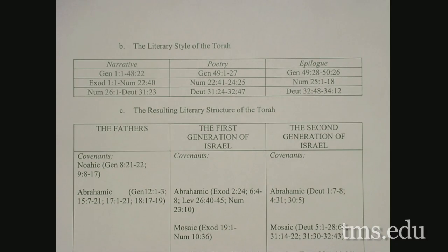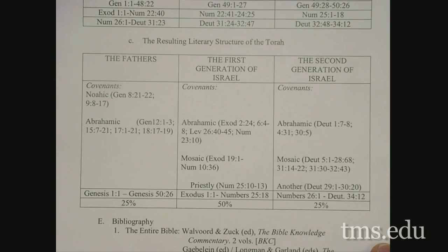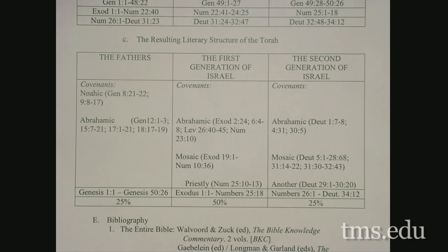So the literary style, putting this all together, is narrative followed by poetry with an epilogue where there is death. So the hope is at the end of the days. The hope is not in the immediacy, because the immediacy is only death. Now, does that tie in with what we see within the Torah? And my answer would be yes.